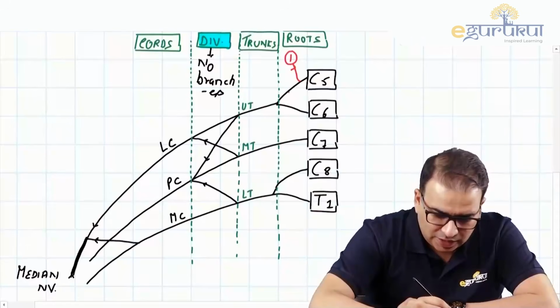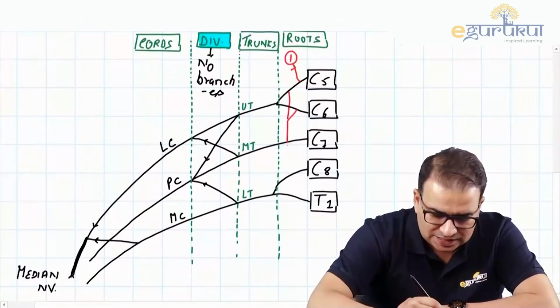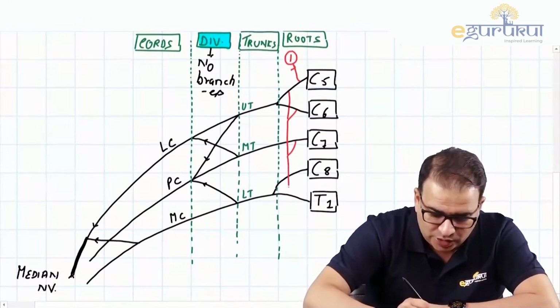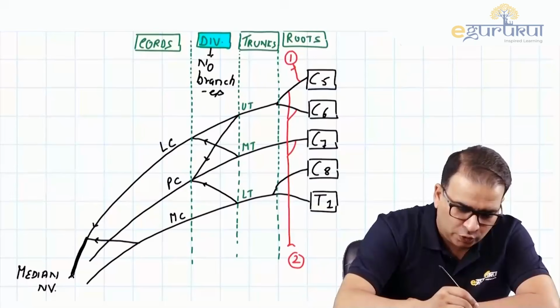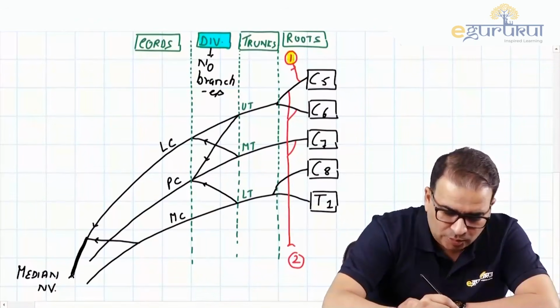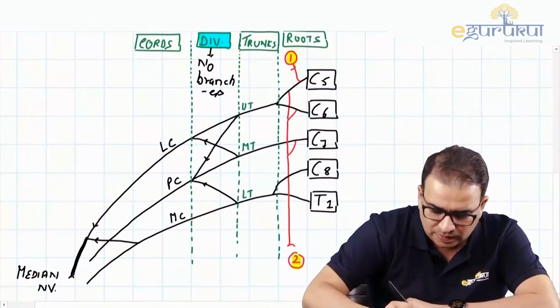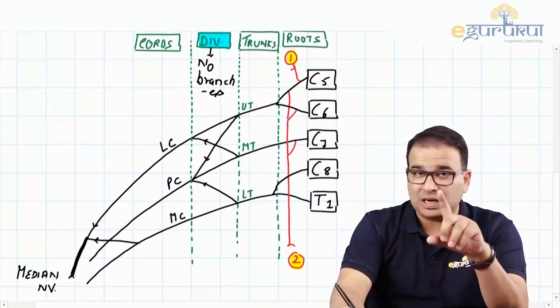And you will see a nerve coming from C5, C6 as well as C7 and going down like this. This is nerve number 2. So before we go any further, let us talk about what these nerve 1 and nerve 2 are. As you can see, both are coming from the root.